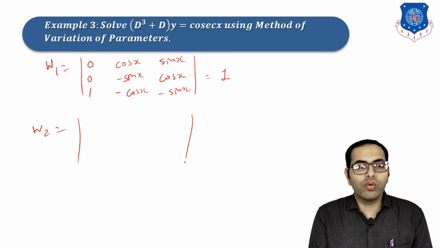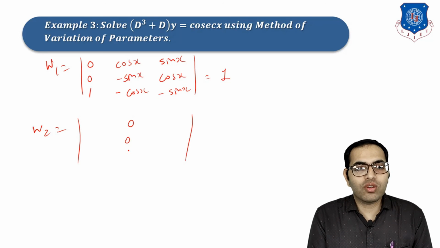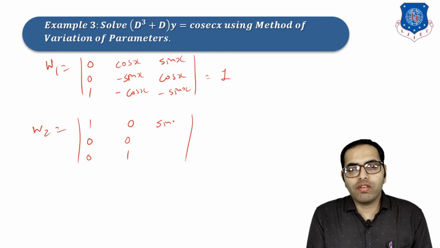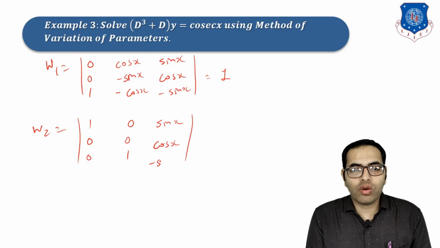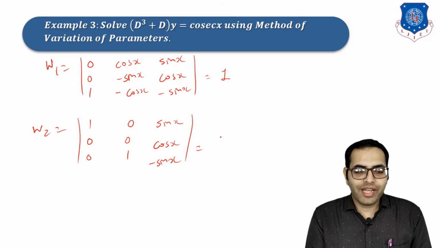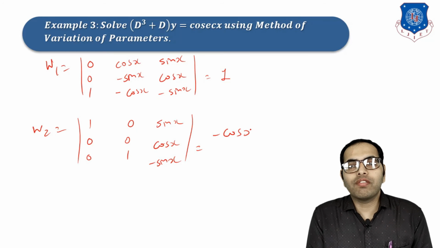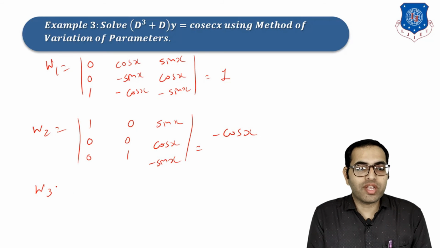Similarly for the w2, we substitute the 0 0 1 in the second column, first column has y1 that is 1, derivative of y1 that is 0 and 0, and the last column is the same as above, then sin x, cos x and minus sin x. Expanding this determinant, that will give you minus cos x.